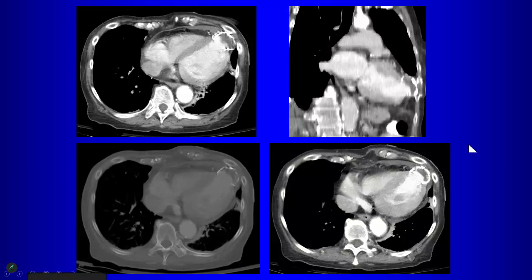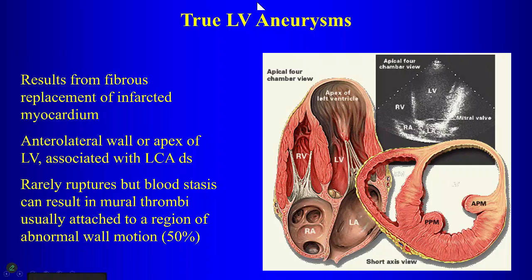Anything else you notice about this aneurysm? There's thrombus, right. This dark area within the aneurysm is not myocardium, okay, that's thrombus. So these aneurysms are also susceptible to developing thrombi. So this patient has a thrombus here in the apex of the left ventricle, okay? So these are true left ventricular aneurysms.